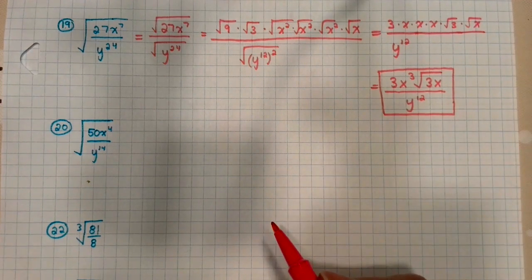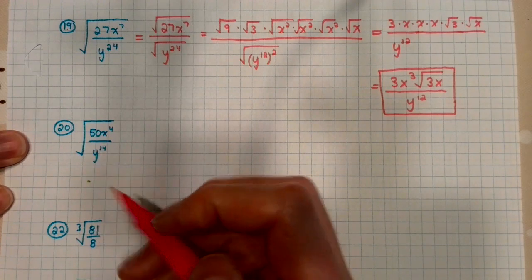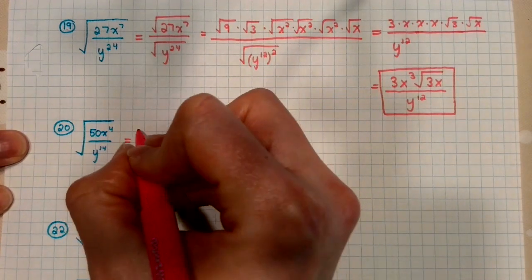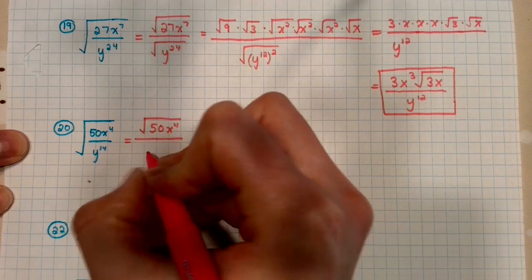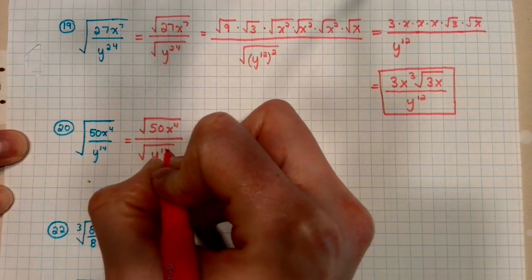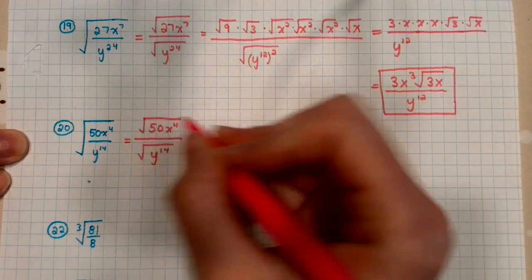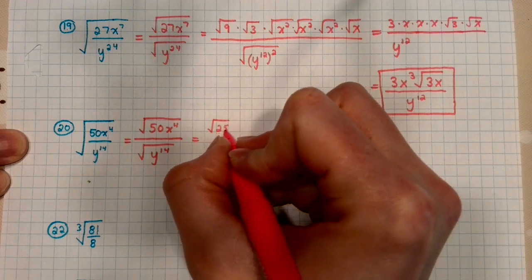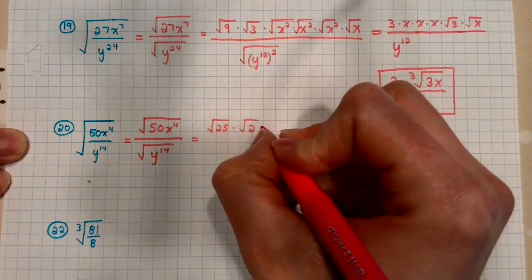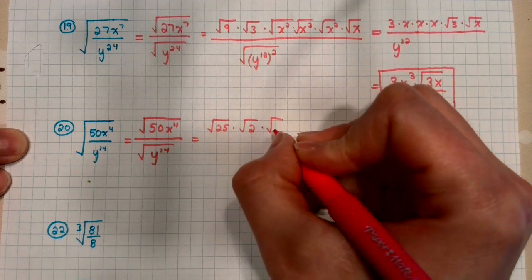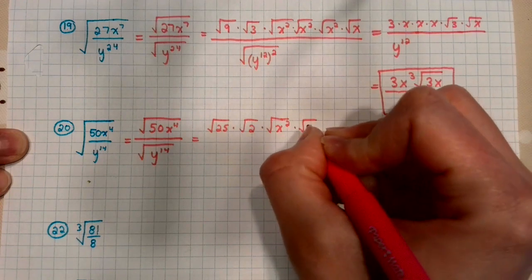Now for number 20, same idea. Since we have this quotient underneath the radical, we're going to use that quotient rule. So this is going to be the same as doing the square root of 50x to the 4th over the square root of y to the 14th. So we're going to rewrite this top part as the square root of 25 times the square root of 2. And then with this one, it really doesn't matter. I'm going to write it as times the square root of x squared times the square root of x squared.